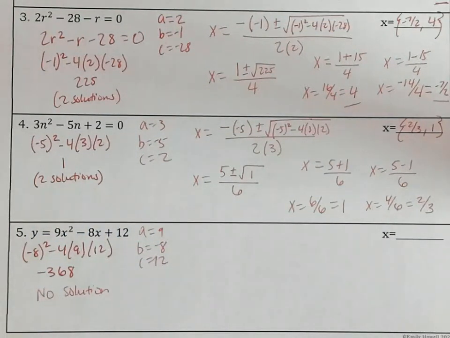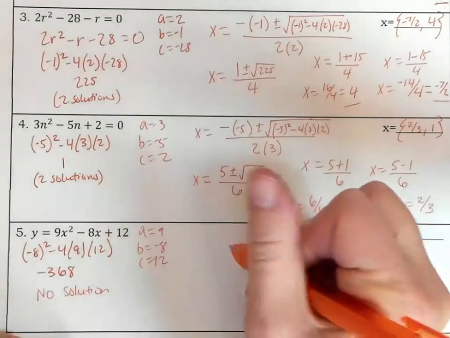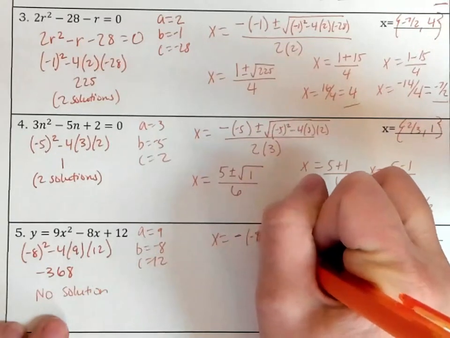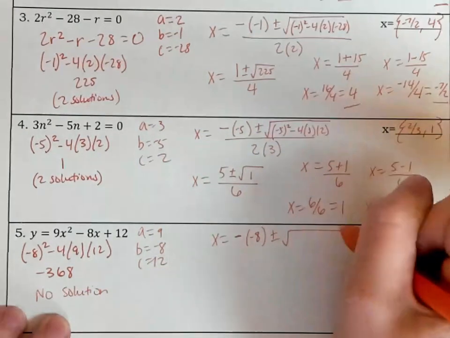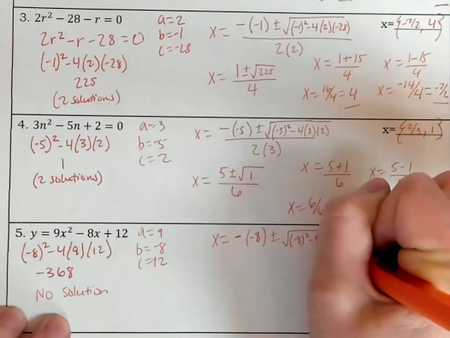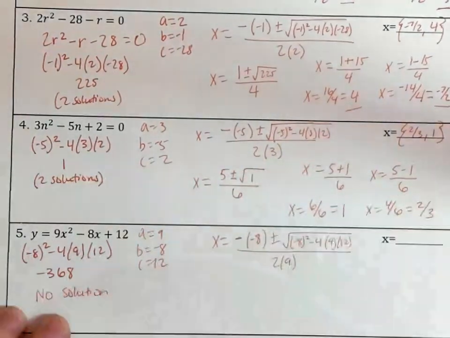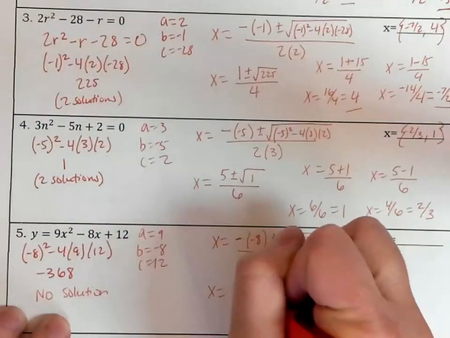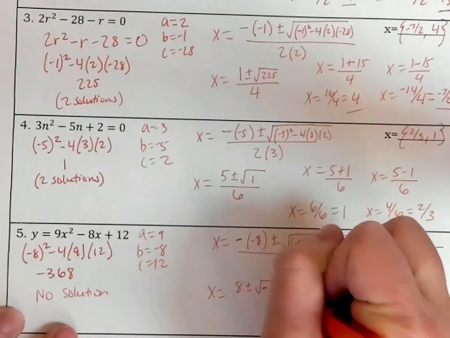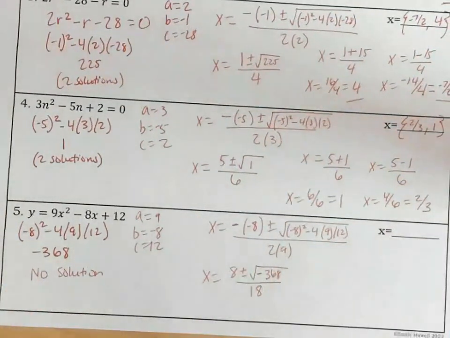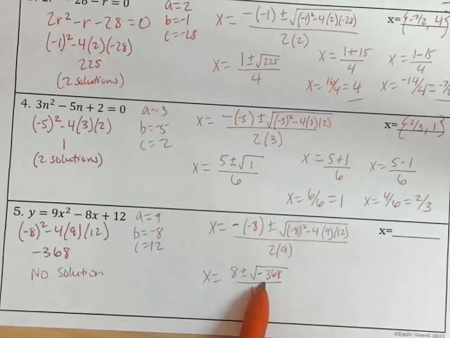But let's just double check, because it's rare that we're going to come across those on some of these practice problems. So let's just double check and make sure that this truly is a no solution problem. So I'm going to take x is equal to negative, negative 8, plus or minus the square root of negative 8 squared minus 4 times 9 times 12, divided by the 2 times 9. And when I go to simplify this, I end up with 8 plus or minus the square root of negative 368 divided by 18. Okay, and what happens here is we end up with a negative number under the radical.